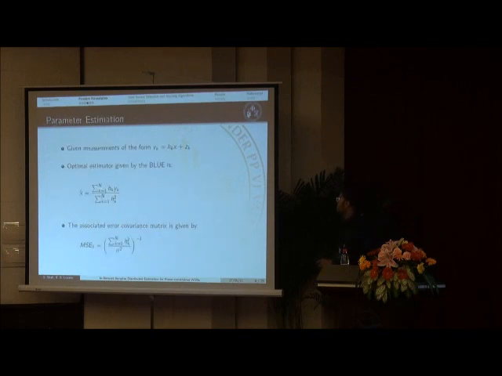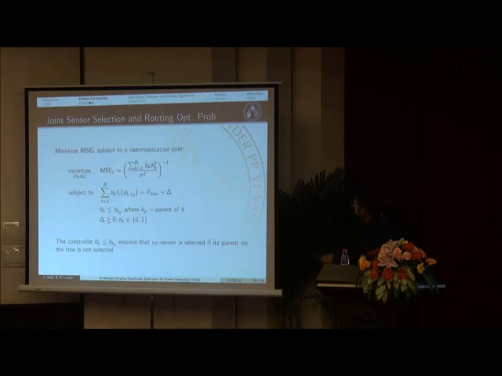So, given the measurement in the form of a linear equation, the optimal estimator that can be given by BLUE is in this form, as well as the mean square error, the associated error covariance matrix. In fact, this is not a matrix because we are considering a scalar, not a vector. So, this is the scalar value of the mean square error while considering all the sensors.